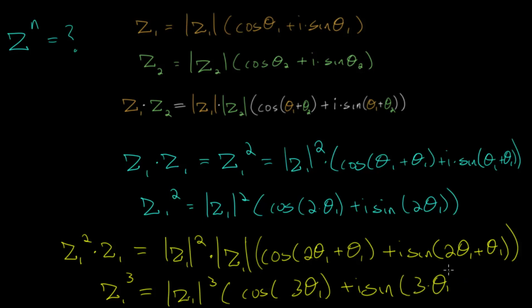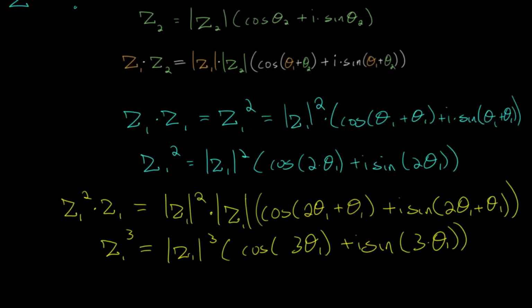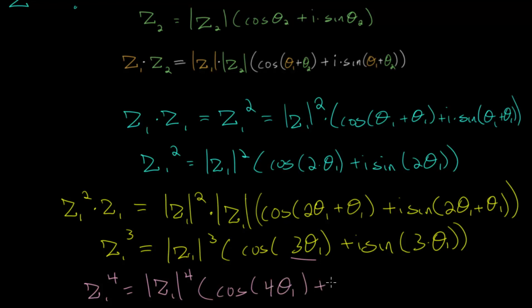And at this point, we can see the pattern. If we multiply again by z1, or in other words, if we have z1 to the fourth power, then this would just be the magnitude of z1 to the third power multiplied by the magnitude of z1, which would give us the modulus or magnitude of z1 raised to the fourth power. And we would add the angles. So we already have 3 times theta 1, but we would be adding another theta 1, meaning now we have 4 times theta 1, and of course we have plus i times the sine of 4 times theta 1. And since we can notice the pattern, essentially whatever power we're raising this to, we will raise the magnitude to that power and we will multiply the angle that many times.